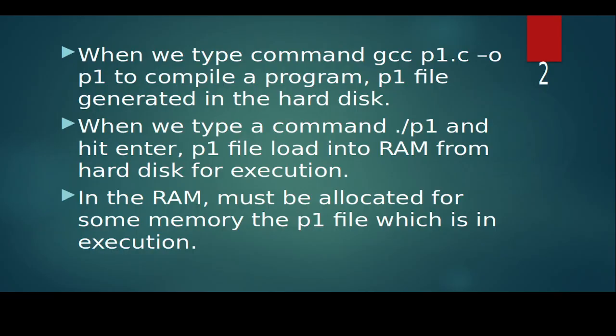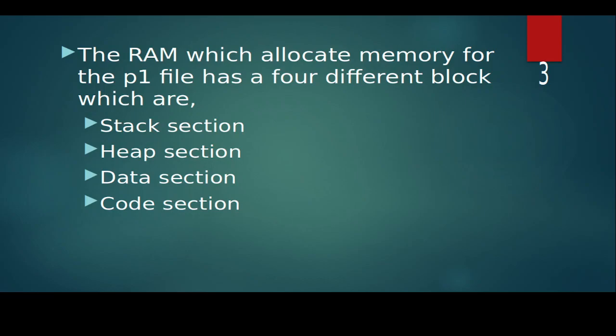When we compile, it generates the file p1 and allocates some memory on the hard disk. In the same way, when we run the p1 file and it loads into RAM, it must consume some memory in RAM also. That memory has four sections: the heap section, stack section, data section, and code section.